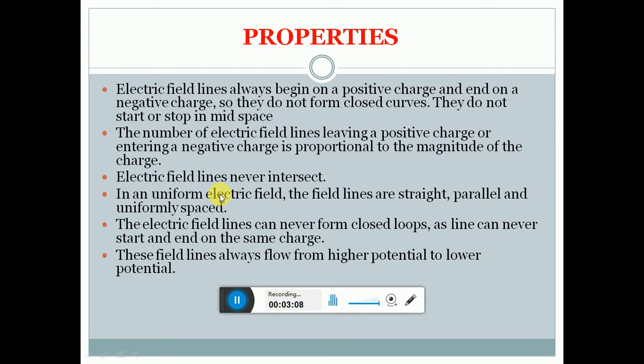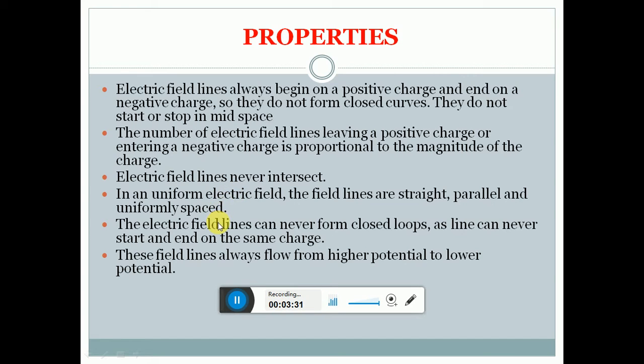Next one, in a uniform electric field, the field lines are straight, parallel and uniformly spaced. So if you consider a uniform electric field, the field lines will be parallel. All the diagrams will be shown in the next slide, but for studying purposes, this is one of the properties.